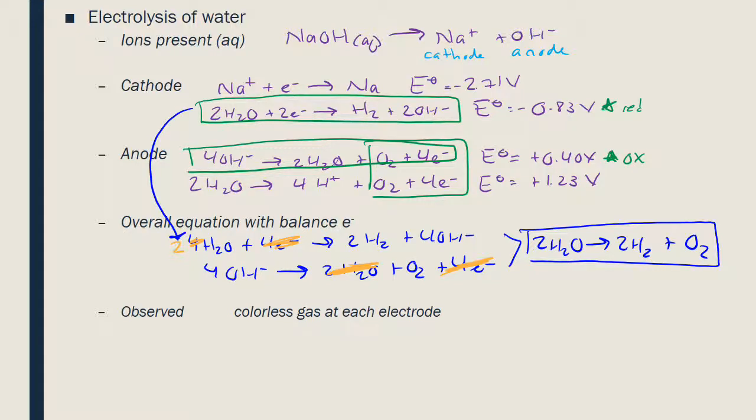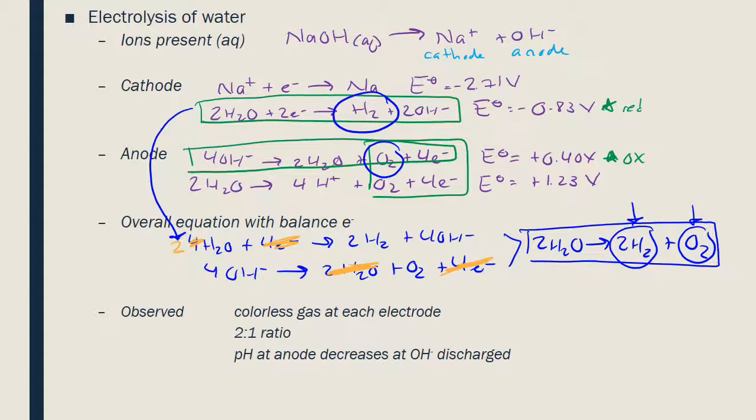And lastly, of course, you're going to be asked, what can we observe? So we're going to see a colorless gas at each electrode, one for hydrogen, one for oxygen, because hydrogen is being produced at the cathode and oxygen is being produced at the anode. You're going to see their production in a 2-to-1 ratio. Because we have 2 hydrogens to 1 oxygen, we should see twice as much hydrogen being produced.